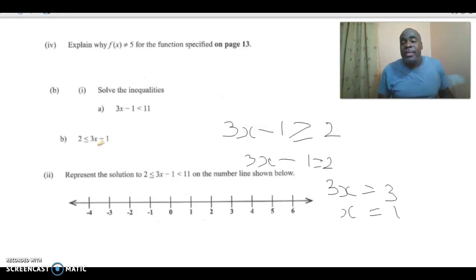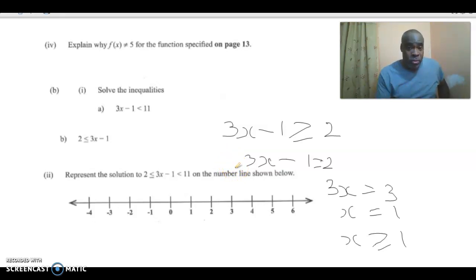Now, can it be less than 2? Certainly not. If I use 2, 2 times 3 is 6, minus 1 gives me 5. So it will remain the same, that is actually greater than the 2. So therefore your answer for the value of x would be x is greater than or equal to 1. So our first one would have had x is less than 4, and our second one x is greater than or equal to 1.